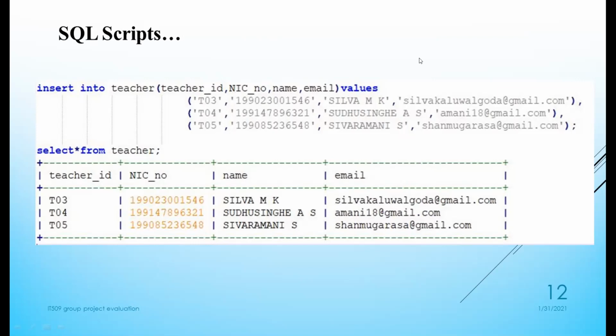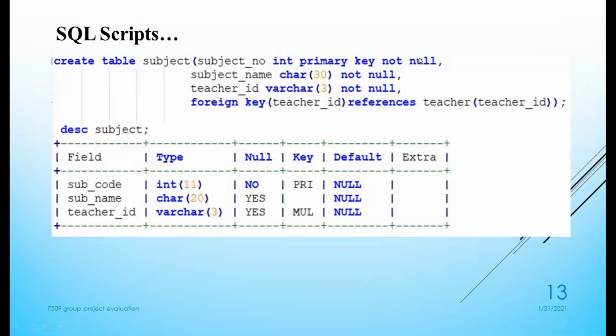This is for the subject. Under the subject, there is the subject number and name. Because the subject and teacher are connected, we connect using the teacher ID. After the subject, there is the subject code, name, and teacher ID. Teacher ID is the foreign key, and here subject code is the primary key.